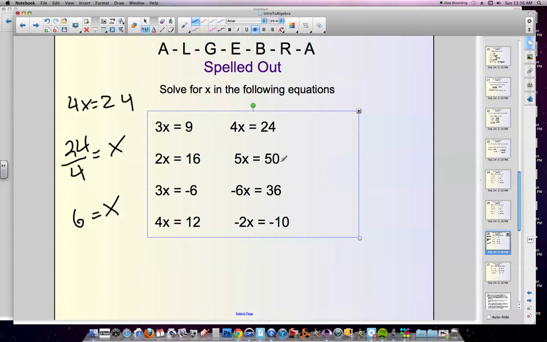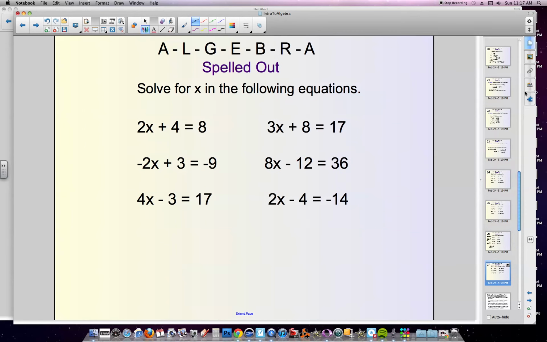Same thing here. 50 is the product of 5 x's. So if I divide 50 into 5 equal parts, that will be what x is equal to, or 10. 3 times x equals negative 6. That means negative 6 divided by 3 is x. So x is negative 2.